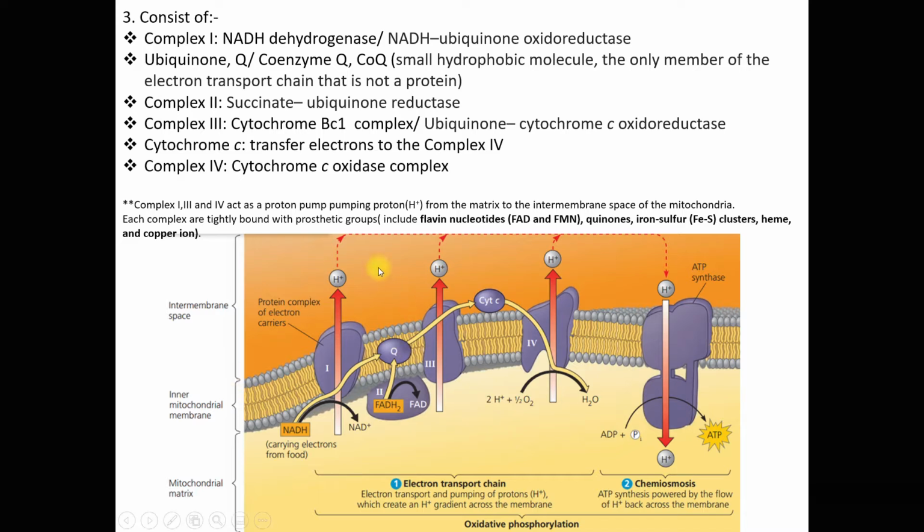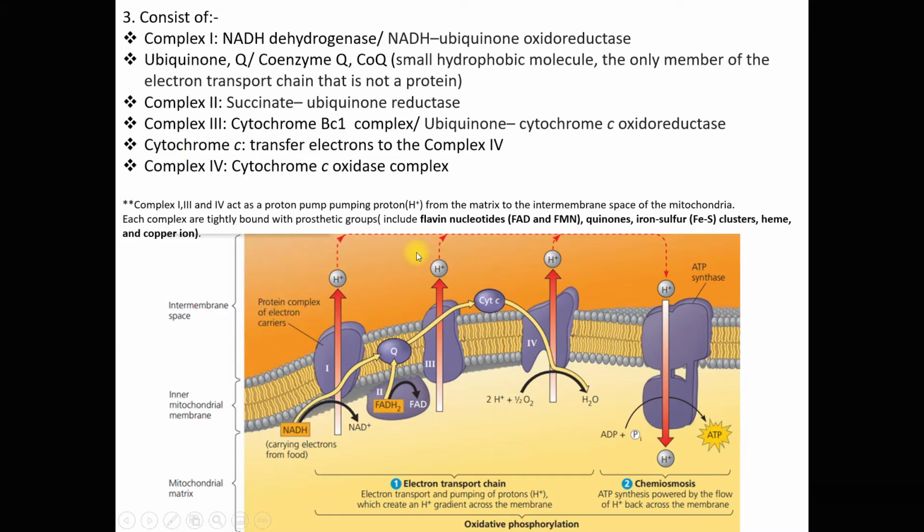You can see from this picture that complex 1, complex 3, and complex 4 are pumping hydrogen ions from the matrix of the mitochondria into the intermembrane space. Each of these complexes, complex 1, 2, 3, and 4, is tightly bound with prosthetic groups. Examples of these prosthetic groups are flavin nucleotides, quinones, iron sulfur clusters, heme, and copper ions. We will go into that part in more detail later.